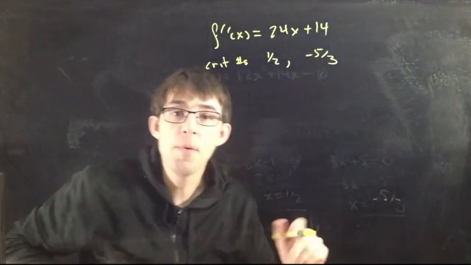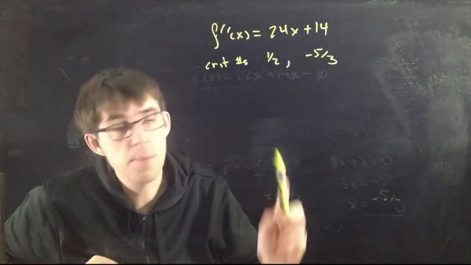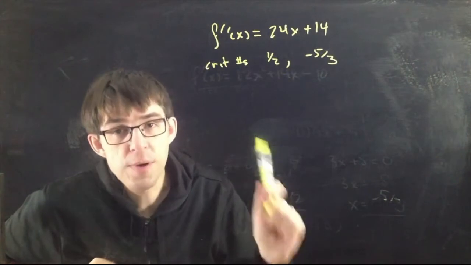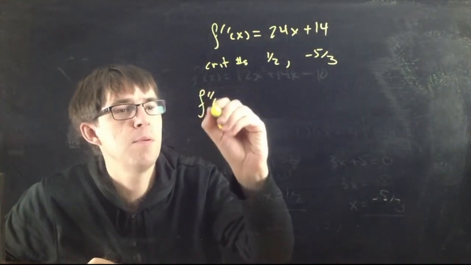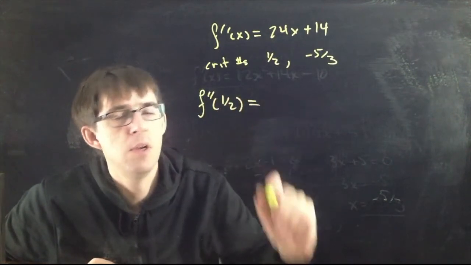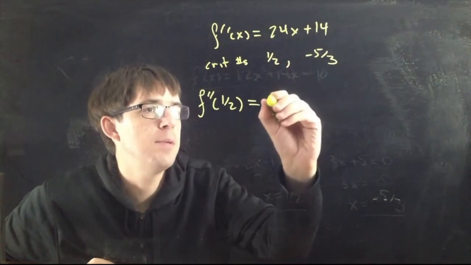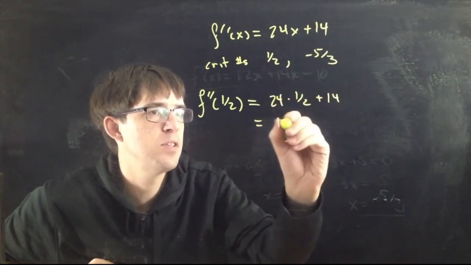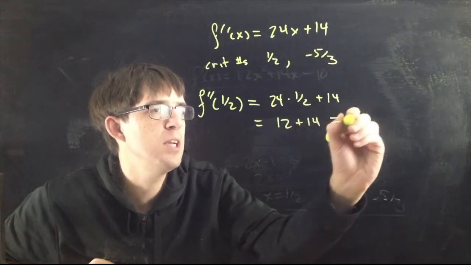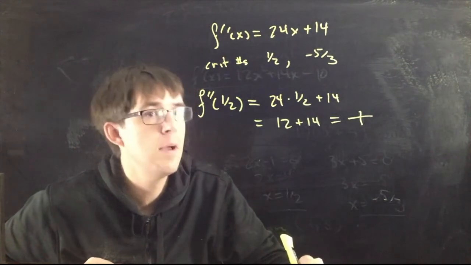All right, remember the second derivative test. It says, find the critical numbers. We did. Plug the critical numbers into the second derivative. Okay, so I'm going to do f double prime of 1/2. No chart, remember? What do we get? f double prime of 1/2 is going to be 24 times 1/2 plus 14. And what's that? This is 12 plus 14, which is positive. All you care about is, is it positive or negative?